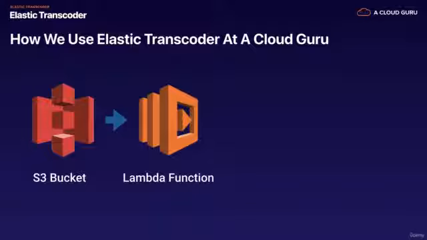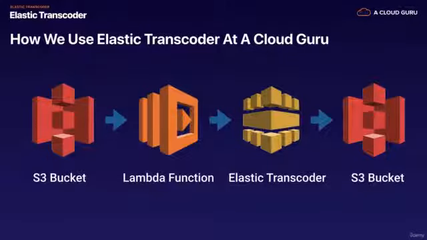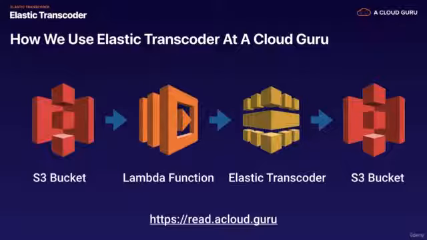And Lambda essentially will look at that video, take all the metadata, and send it over to Elastic Transcoder, and it will say, hey, I need you to transcode this video so it'll look really nice on all these different devices. Elastic Transcoder goes ahead and does it in really high resolution, and then it stores the transcoded videos in another S3 bucket. So we use Elastic Transcoder all the time. We've been using it since 2015, since we first built the school, and it's a fantastic service.